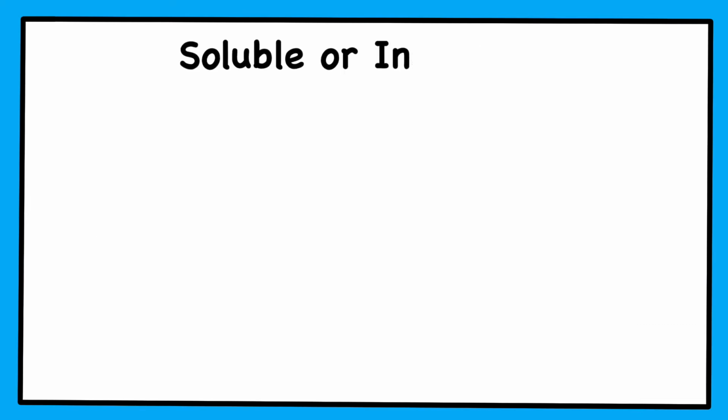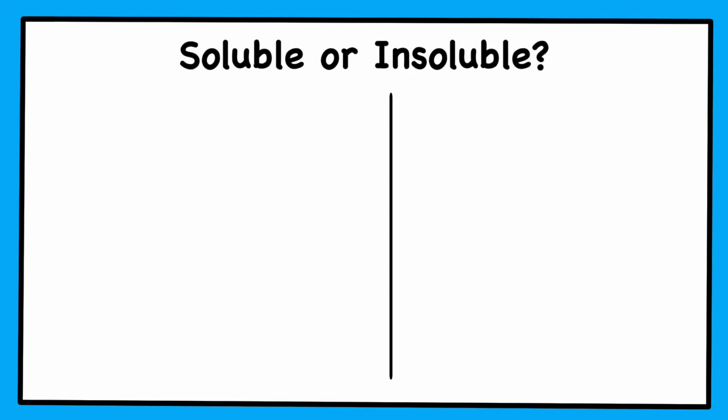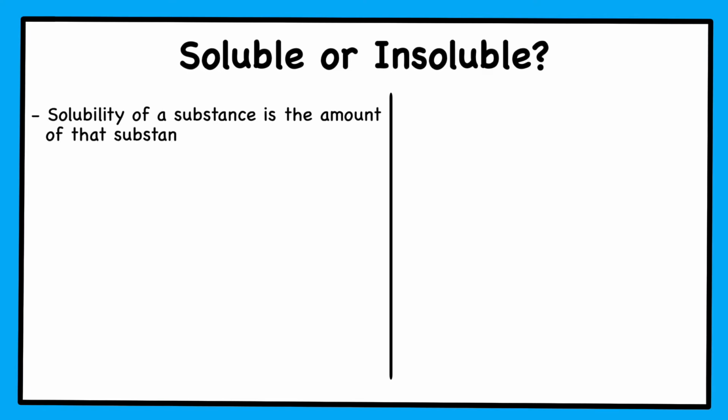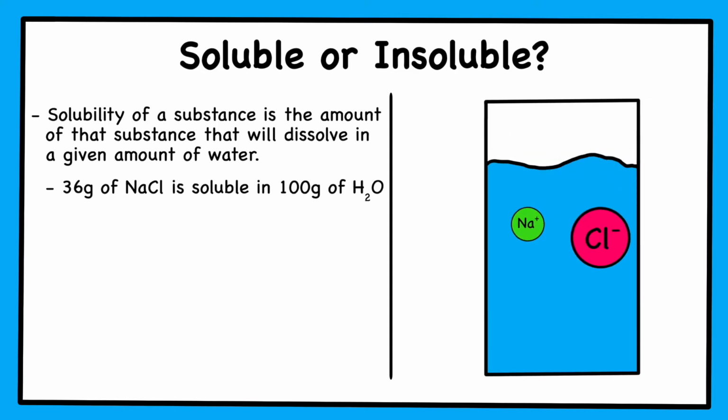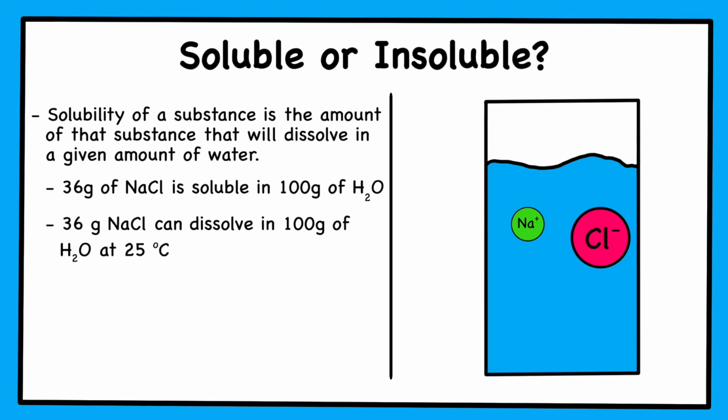With all this talk about stuff dissolving in other stuff, we probably need to refresh you on the term solubility. The solubility of a substance is the amount of substance that will dissolve in a given amount of solvent. An example of this is 36 grams of sodium chloride is soluble within 100 grams of water, or 36 grams of sodium chloride can be dissolved in 100 grams of water at a given temperature of 25 degrees Celsius.